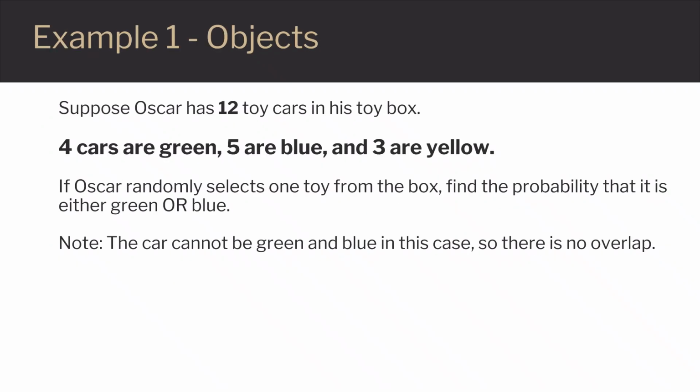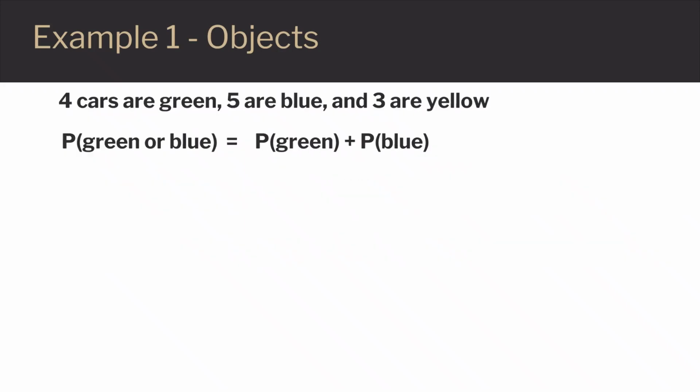Let's do an example. Suppose Oscar has 12 toy cars in his toy box. 4 cars are green, 5 are blue, and 3 are yellow. If Oscar randomly selects one toy from the box, find the probability that it is either green or blue. In this case, we know that a car cannot be green and blue at the same time. Since we are asked to find the probability of green or blue, we will add the probabilities.